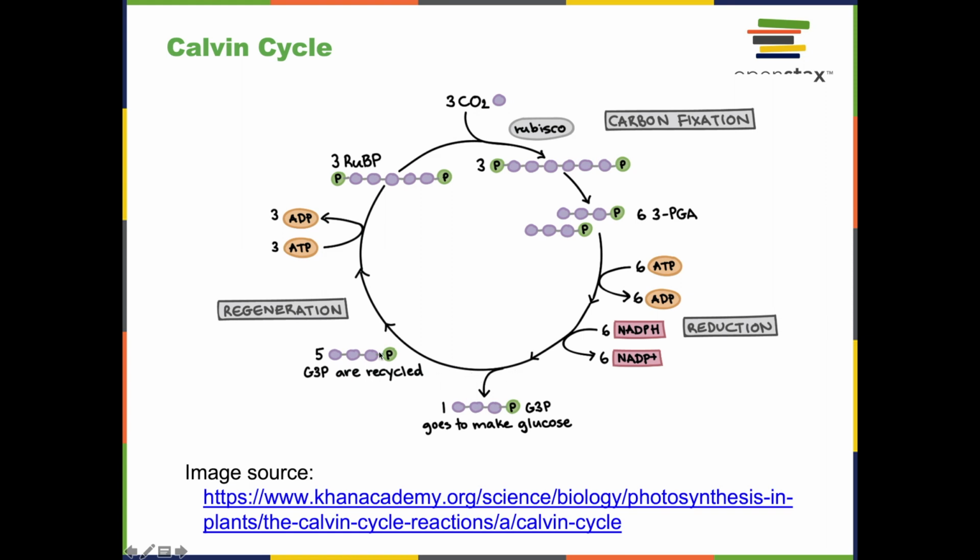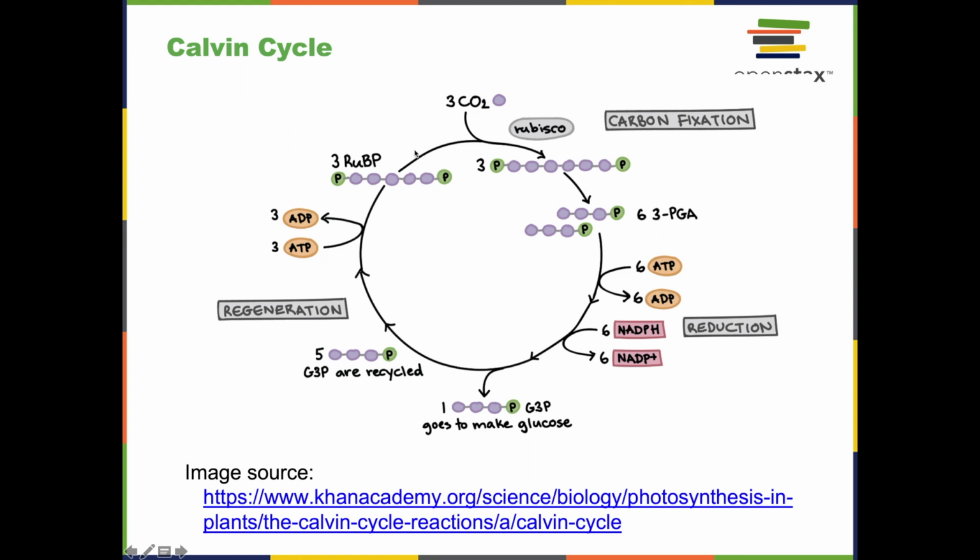Then there are many G3P molecules that are made. Some of it goes back into the cycle and gets regenerated to regenerate 3-ribulose bisphosphate. So you fix the carbon, you reduce it by adding electrons, and then you regenerate this original molecule.